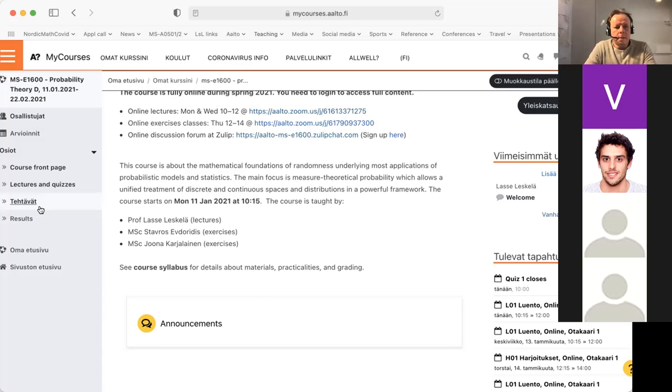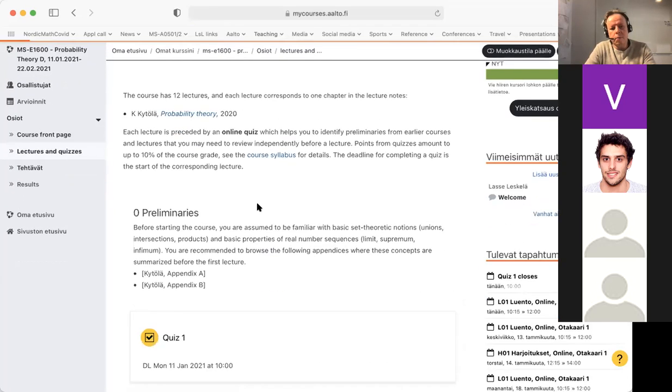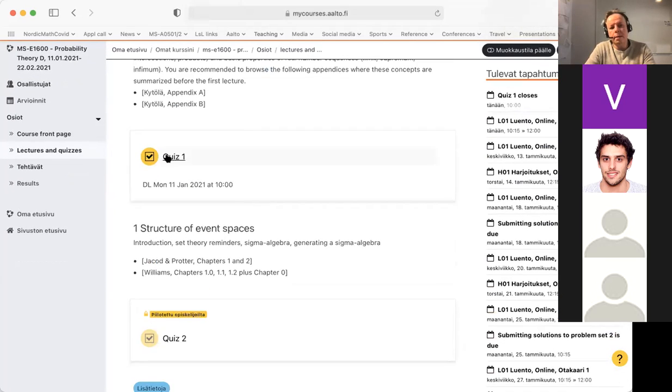And the quizzes you have probably seen. If you click on lectures, the quizzes are here. The idea is that there's a small quiz, which is not meant to be a lot of work. It's meant to be a tiny amount of work before the lecture, for warming up a bit. And the quiz closes before the lectures.